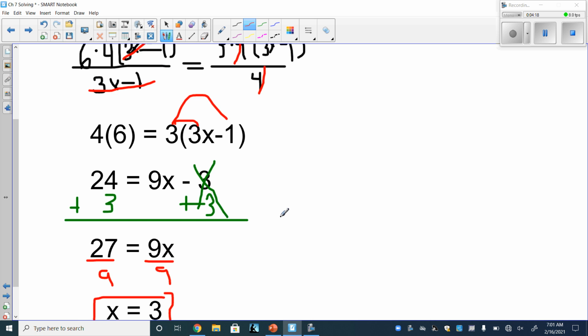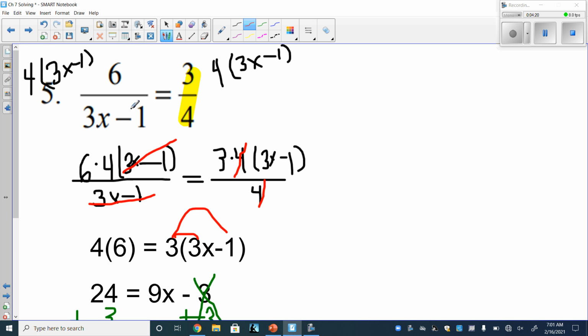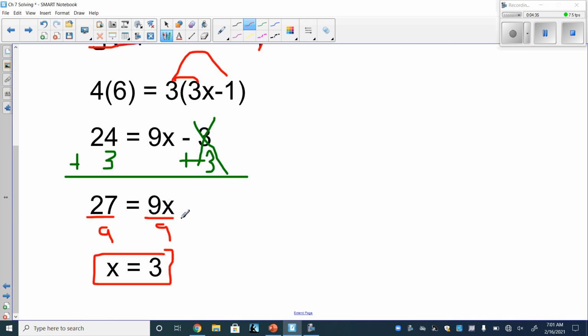And that's our answer. Now, if we wanted to see what our restrictions would be, that would be coming from the denominator, and that'd really be telling us that x cannot equal 1/3. That'd be our restriction, which we don't have to worry about for this one. It's just x equals 3.